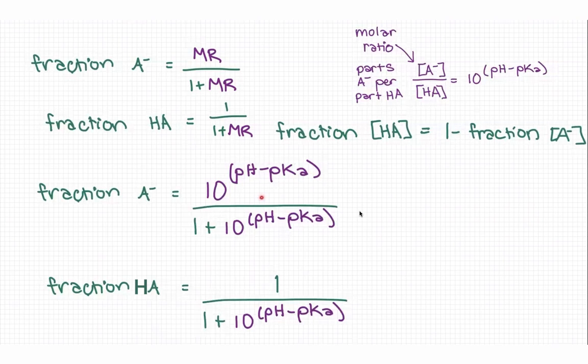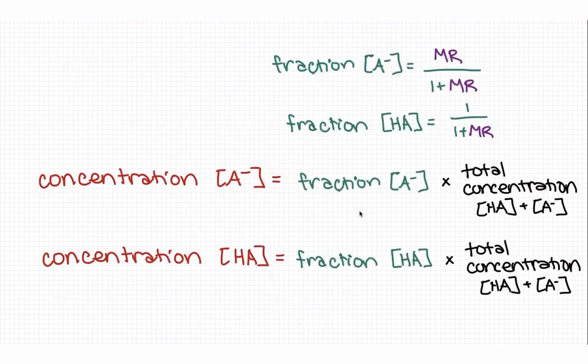We could also write this out with our 10 to the pH minus pKa, because that's typically where you're going to be plugging in. So typically I find it easiest to just find this 10 to the pH minus pKa value first, and then divide 1 by that value plus 1. So that would give you the fraction.